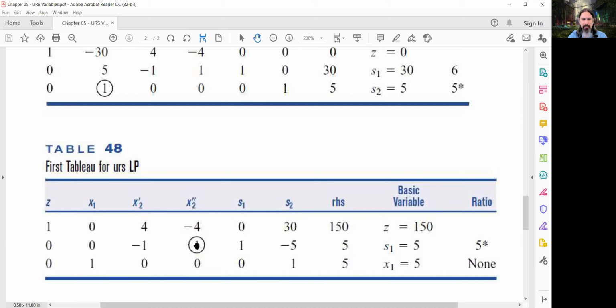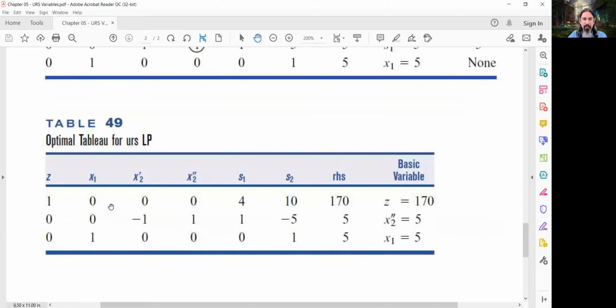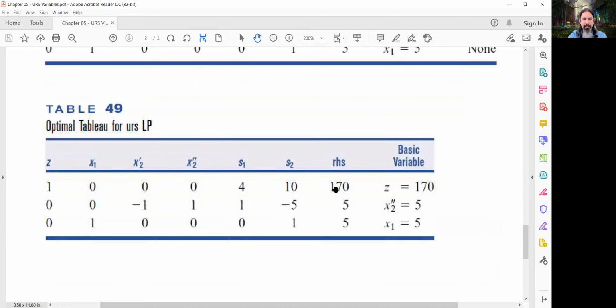So when I multiply this by 4, this one will stay, this 0 will stay. This one becomes a 0 as well. This one will become a 0 as well. This one will become a 4. This is going to be 5, and this is going to be 175. So I have 0, 0, 0, 4, 10, 170.